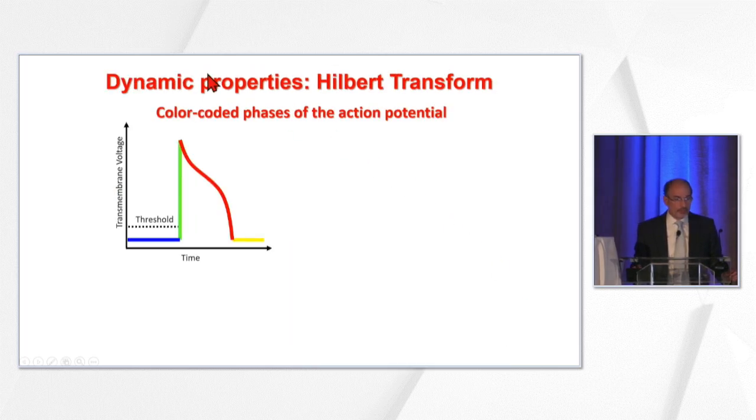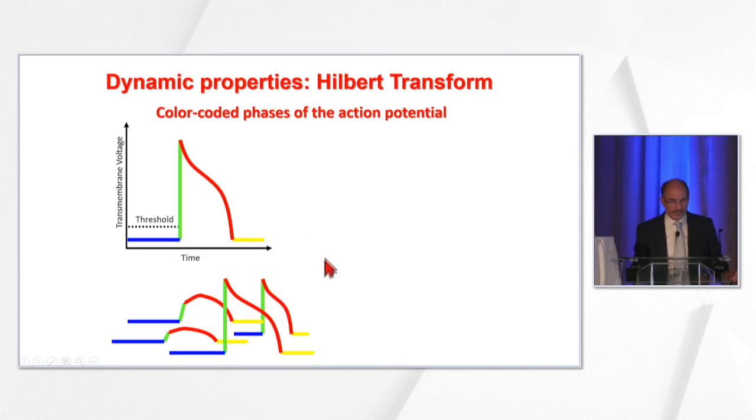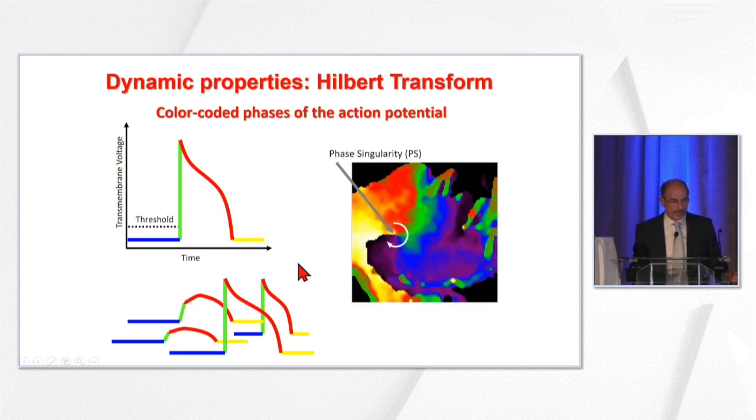As for the dynamic properties, as I said, we utilize the Hilbert transform, and here I illustrate how that works. The action potential's form is involved, but we can color-code it based on the phase. Here's the resting, upstroke, and so on. The advantage is that no matter what the morphology of the action potential, even if the amplitude is very small, we get consistent descriptions of, for example, the upstroke here in green. And that helps us illustrate propagation in one snapshot.